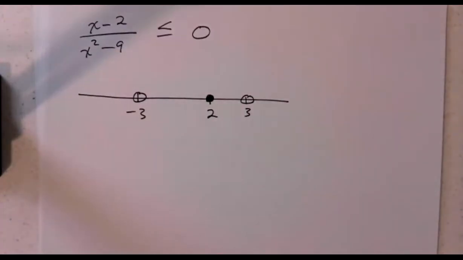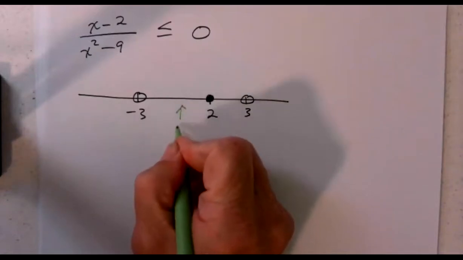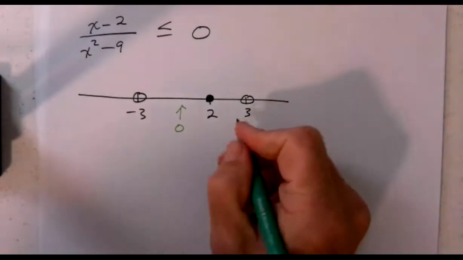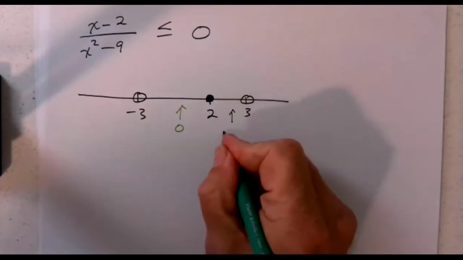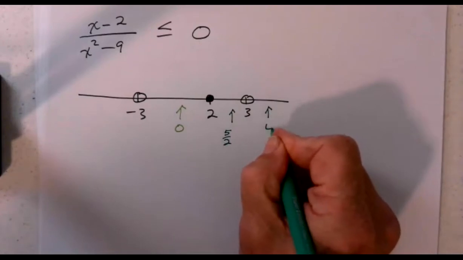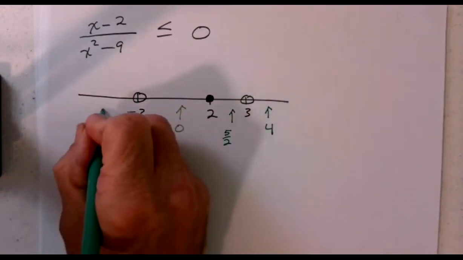And we have to choose numbers in each interval. I always put in 0 first if I can. Between negative 3 and 2 is 0. Between 2 and 3 is 2.5, 5 halves. That's unpleasant. Beyond 3, I'll choose 4. And to the left of negative 3, I will choose negative 4.